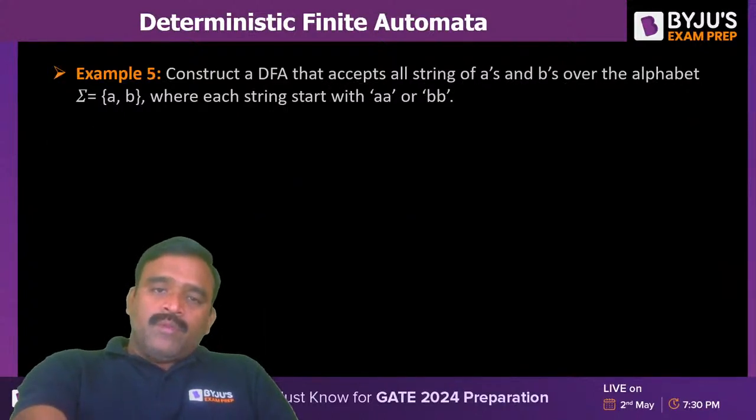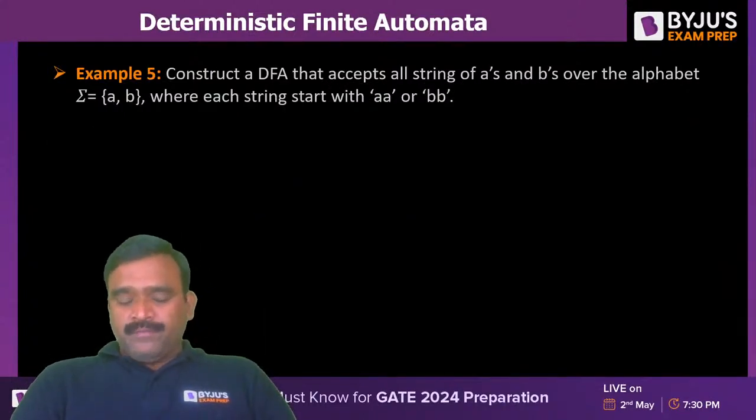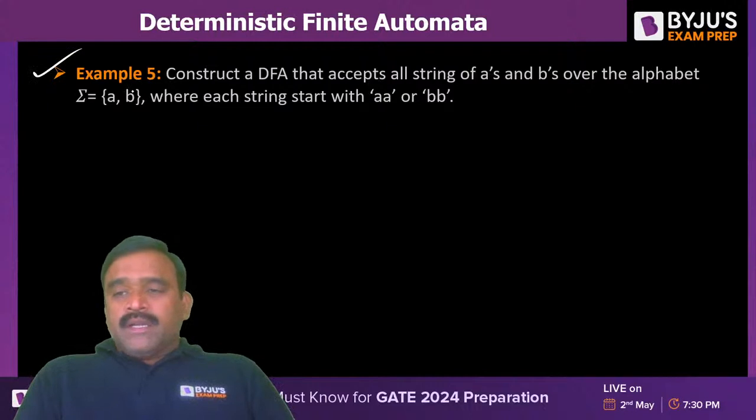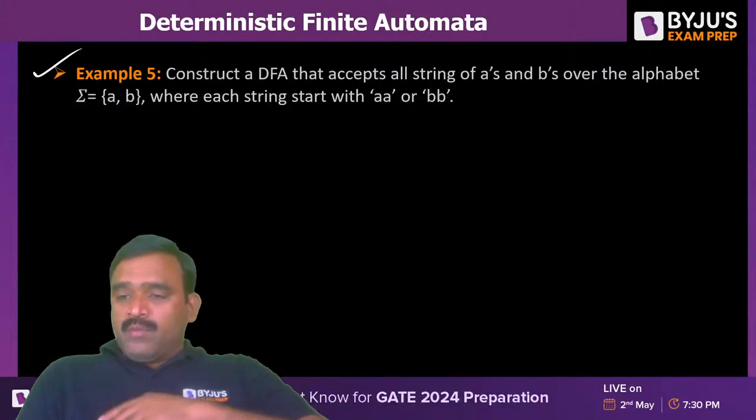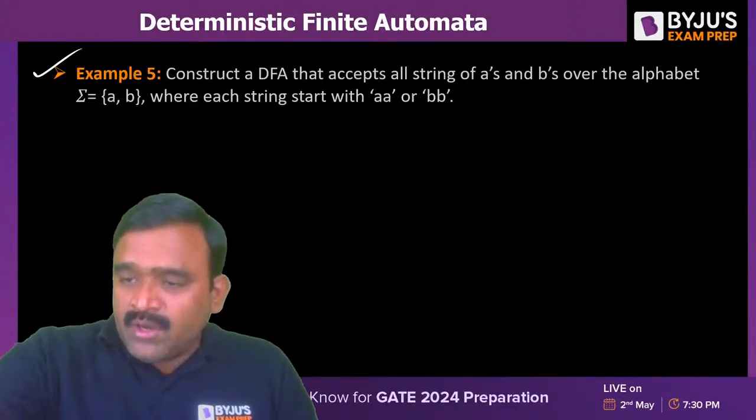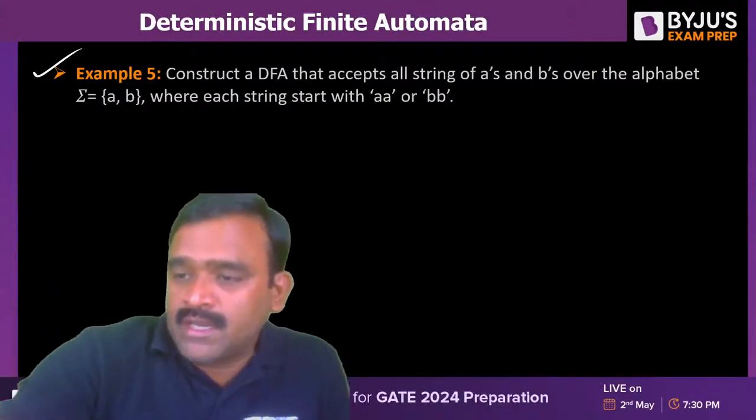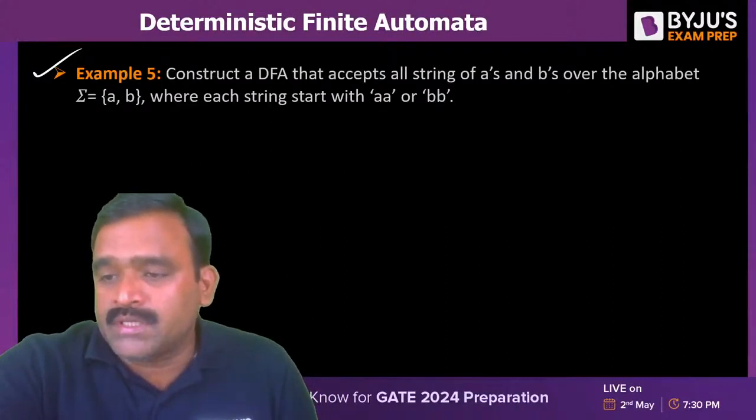Okay. Now coming to example 5. Construct a DFA that accepts all strings of A's and B's over the alphabet sigma equal to A comma B, where each string starts with either AA or BB. Can anybody tell me how many states will be there for this? Can anybody try? How many states?